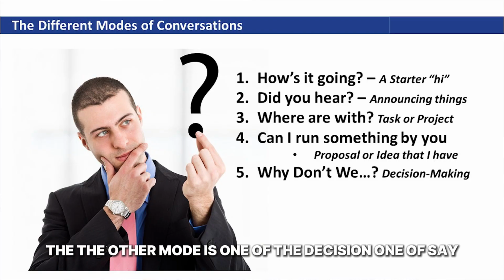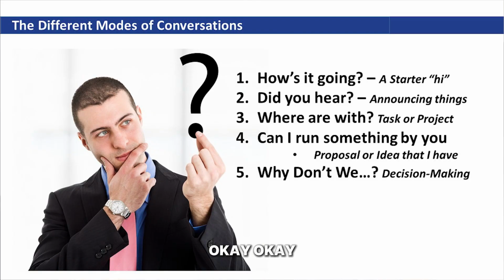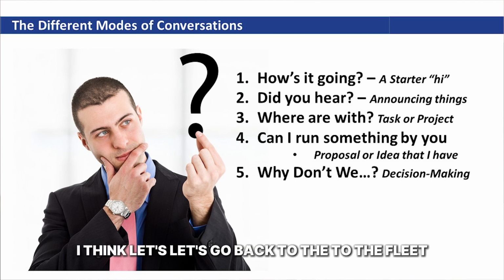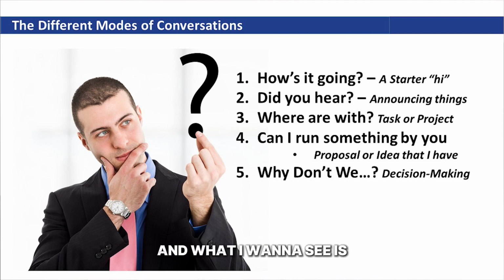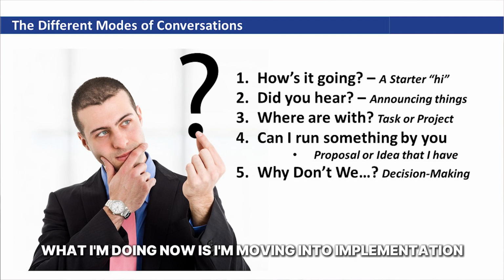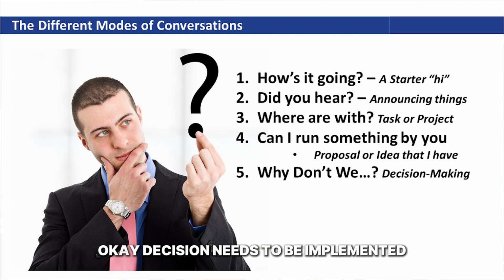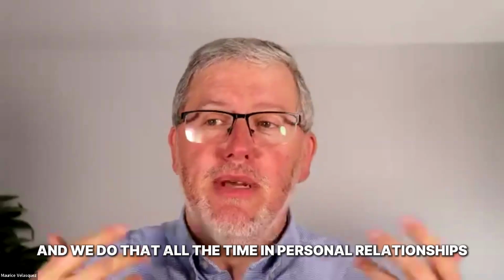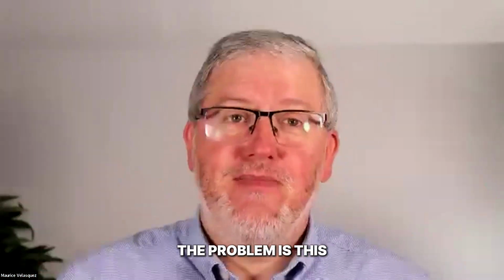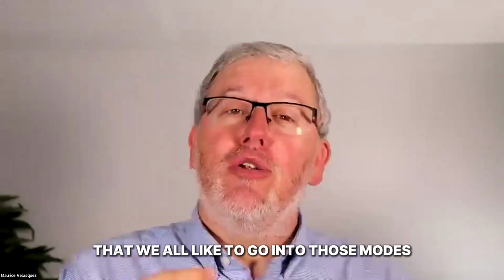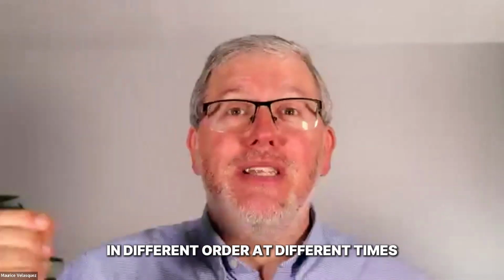The other mode is one of decision making, one of saying, okay, hold on. I think let's go back to the fleet. I think go ahead and purchase the car, finalize it, and then let's immediately bring it to the insurance company. And what I want to see is what rate they're going to give us for two other ones. And so what I'm doing now is I'm moving into implementation. A decision needs to be implemented, and we do that all the time in personal relationships, in business relationships. We tend to go into these modes, but the problem is that we all like to go into those modes in different order at different times.